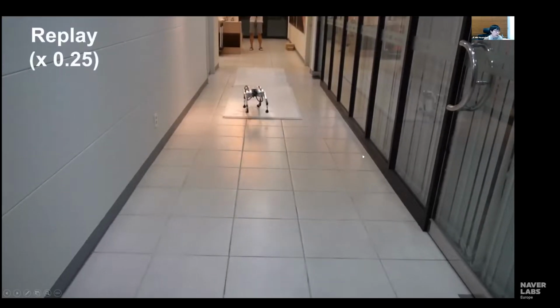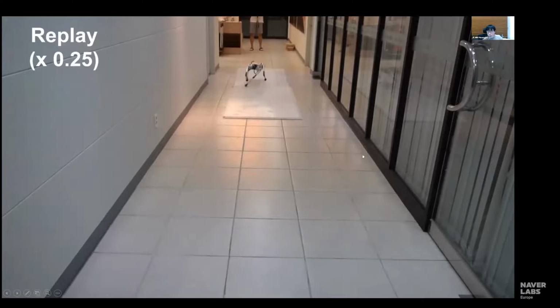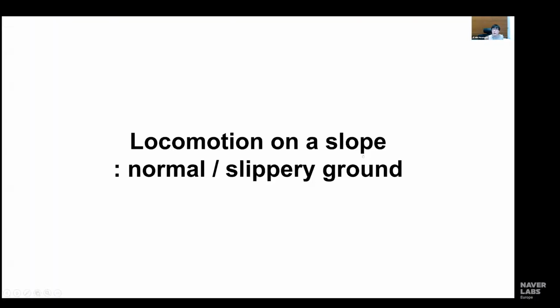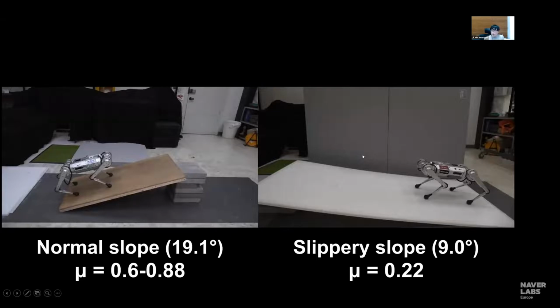So here you see, it's actually inevitable that you can't avoid slippage, right? I mean, we don't have a perception system yet. That's why we cannot really avoid it. Well, it's just robust against the slippage.